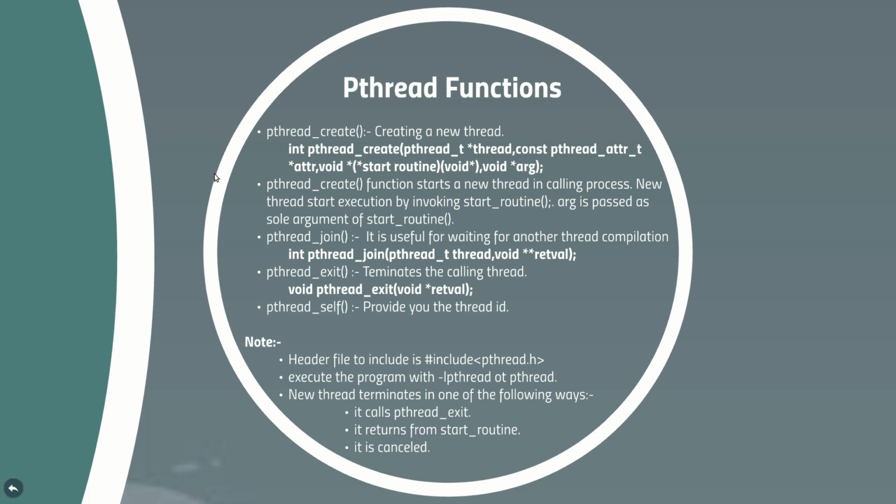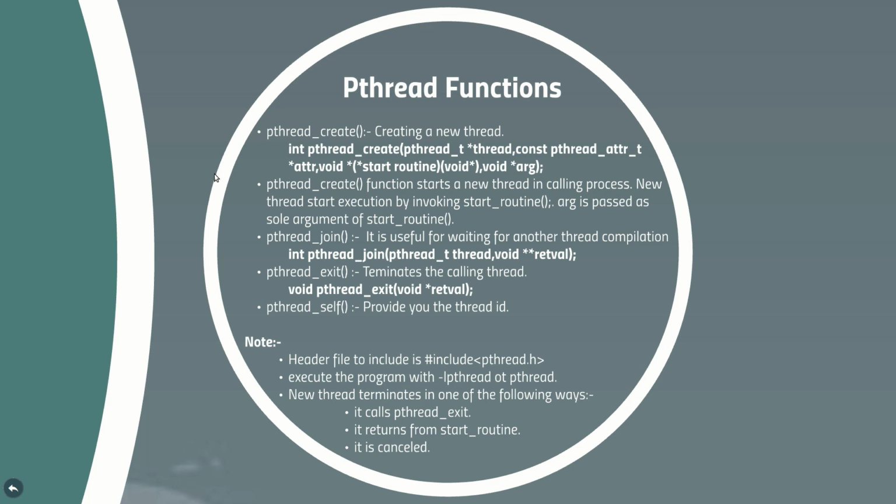Pthread exit will terminate the calling thread, and pthread self will provide you the thread ID. Important notes to be taken care of: you need to include the header file pthread.h, and when you execute the program, you need to use -lpthread or -pthread. A new thread terminates in one of the following ways. It calls pthread exit, it returns from the start routine, meaning your thread function, or it is cancelled by another thread using kill or any other call.